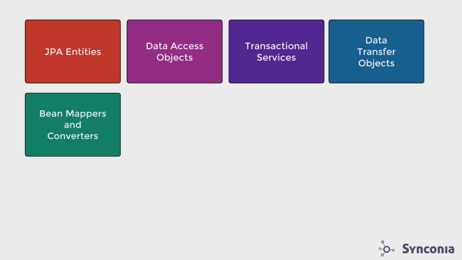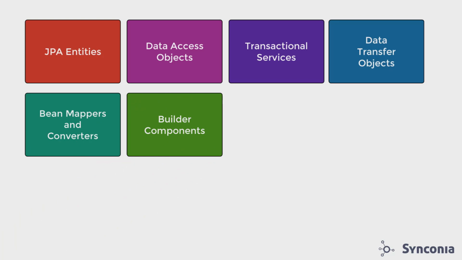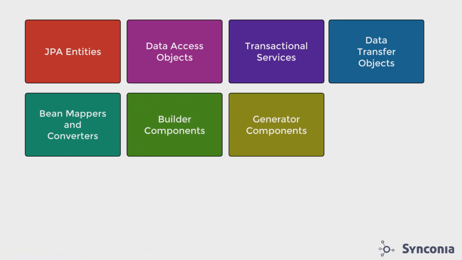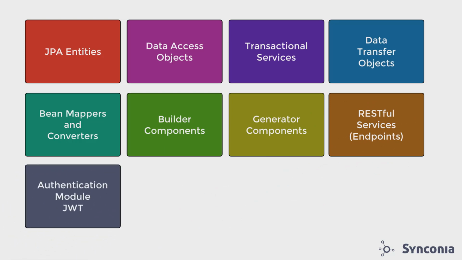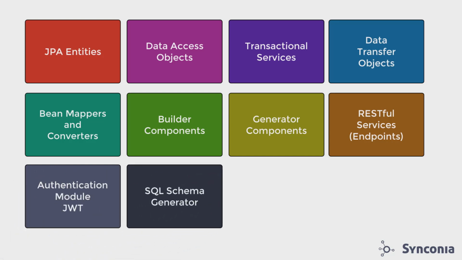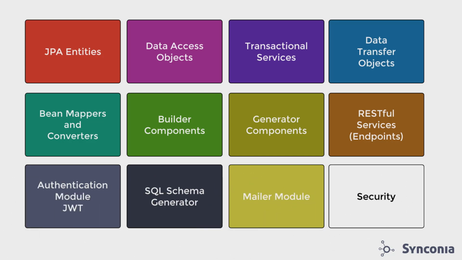Bean mappers and converters to map the DTOs to and from JPA entities, builder components to build your entities fluently, generator components to generate test data or to do data migration, RESTful services or endpoints to access your application, an authentication module based on the Java Web Token, an SQL schema generator to create your database, a mailer module to send emails to your customers, and of course, security.